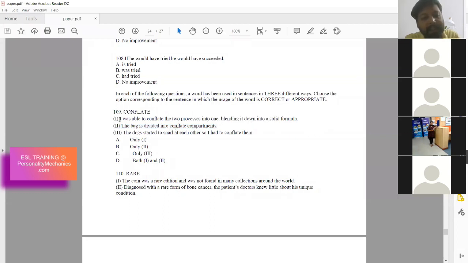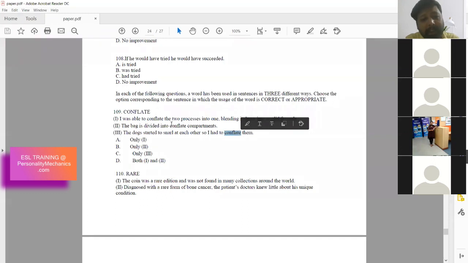In the first sentence, that is, I was able to conflate the two processes into one, that means combine. Conflate here means combine. Here it means separate. That means there are two different meanings to it right now. So I'm not sure. If I do not know the meaning of the word, I will not be able to understand what is correct. And the last is, the dogs separated to snarl at each other, so I had to conflate them. That is, separate them.